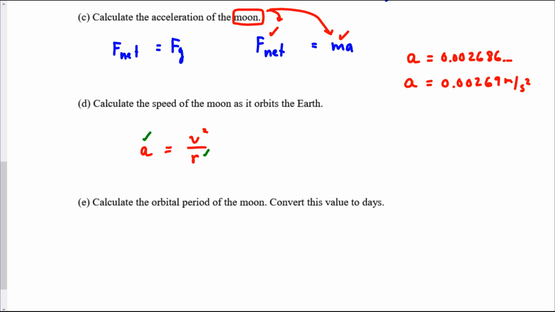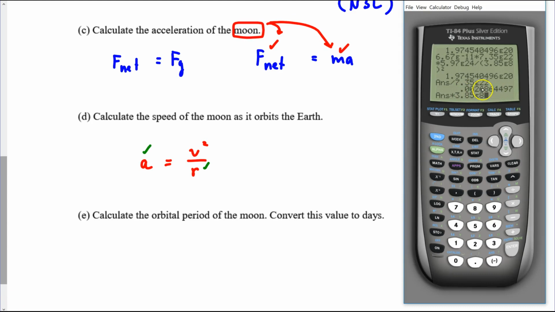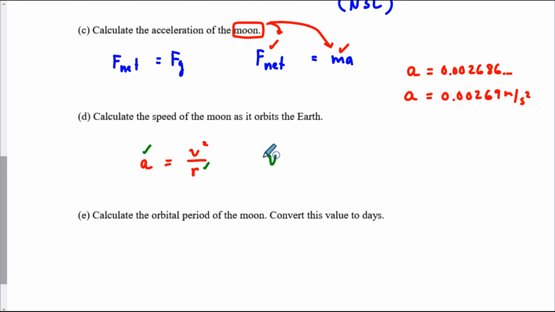And your final answer, let's see. So I multiply that acceleration by the radius. I square root both sides. And I get 1016.997, after you show the other work. And we could round that to 1020 if you want sig figs, or just 1017.